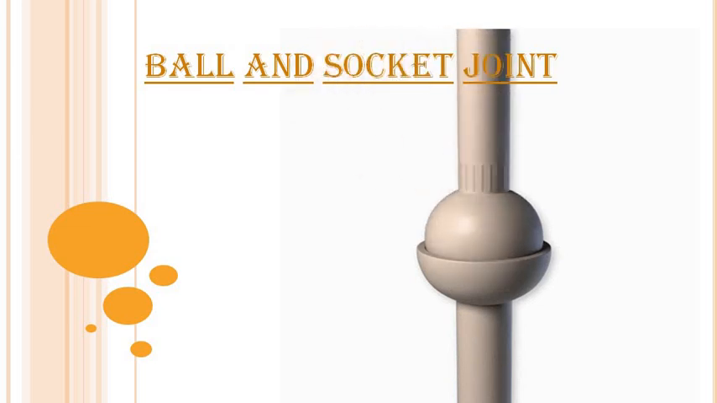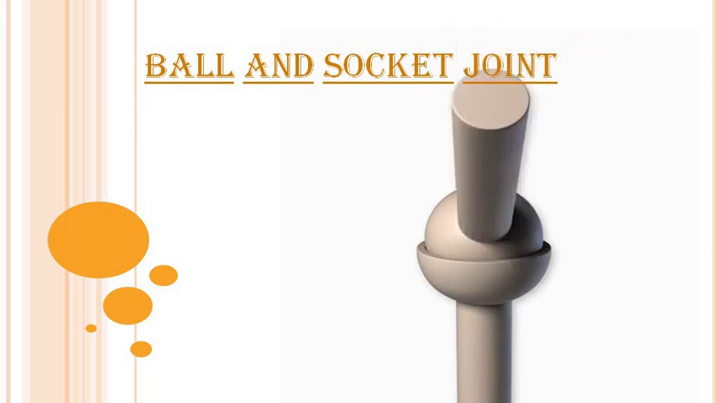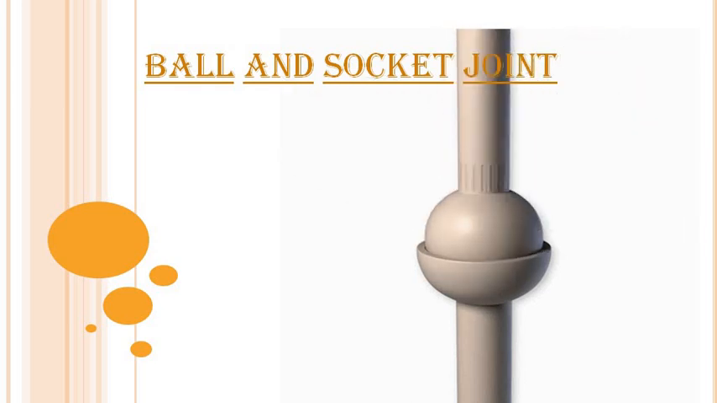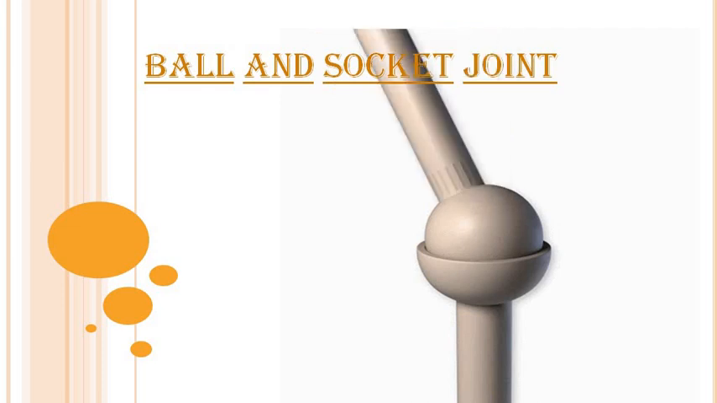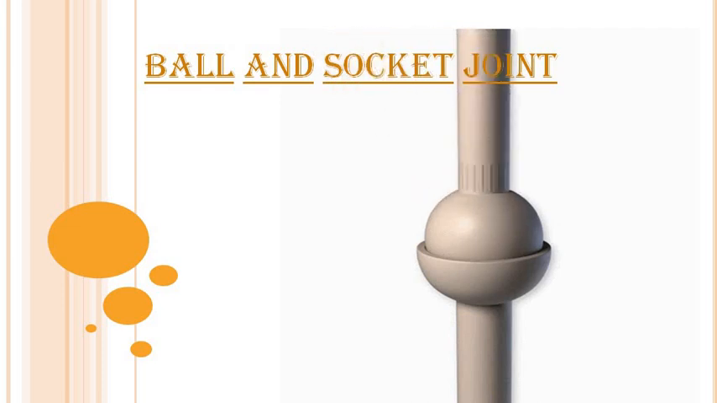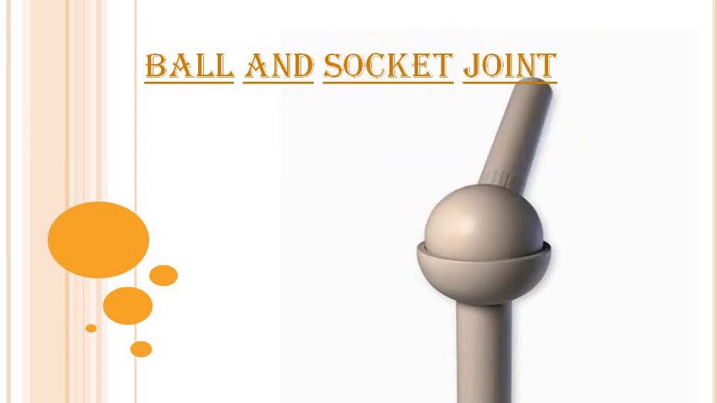This is found in our shoulder. As children, you can rotate your hand from the shoulder. You can rotate your whole hand up and down. So there the ball and socket joint is present.